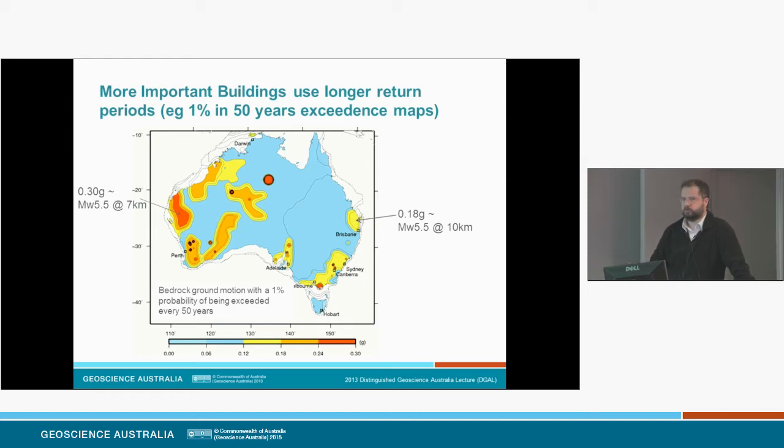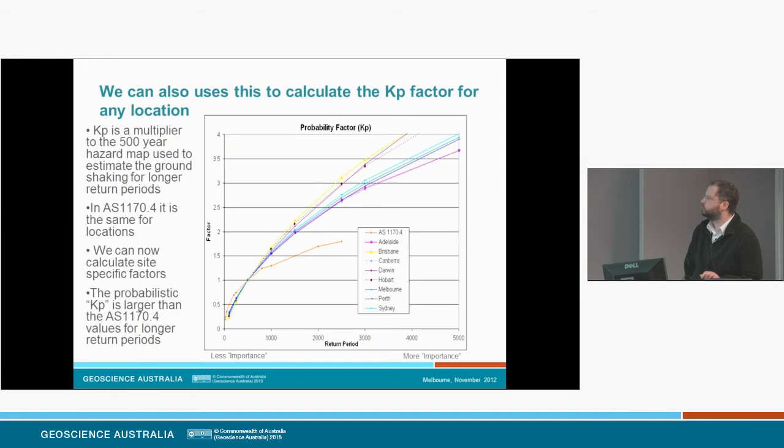So you see there's not just one earthquake hazard map. There's an earthquake hazard map for every type of building you can imagine, depending on how important you think it is. Apartment blocks might use a low hazard map, a low return period hazard map. More important buildings use a longer return period hazard map.